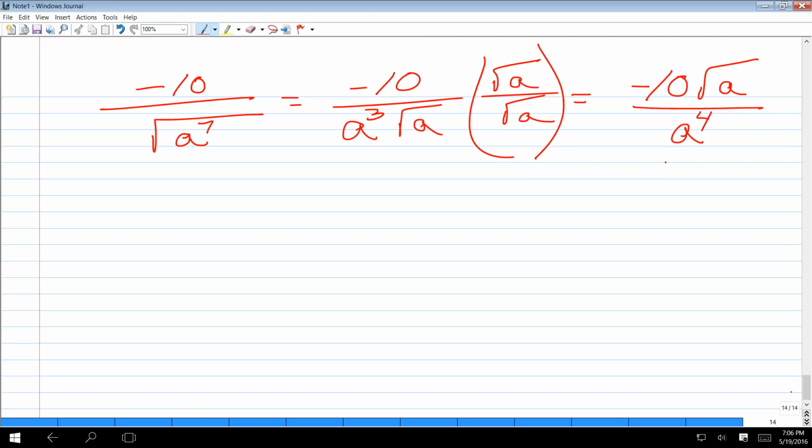Okay. What else? Or B outside of square root 7b squared. Is this what you said? Yeah. Okay.